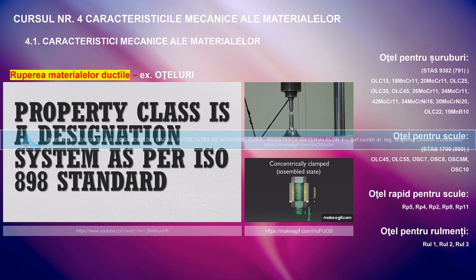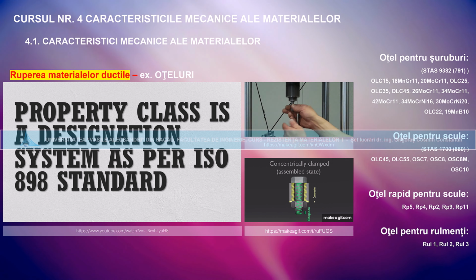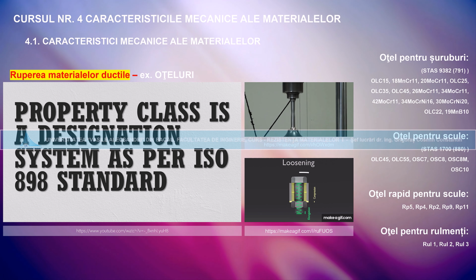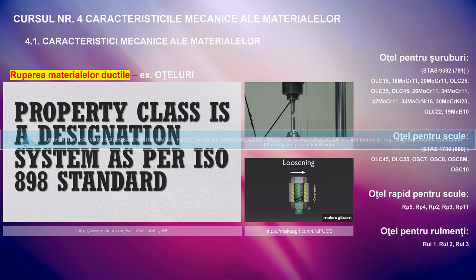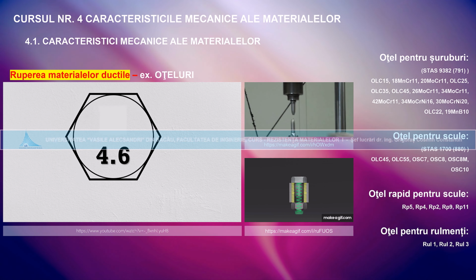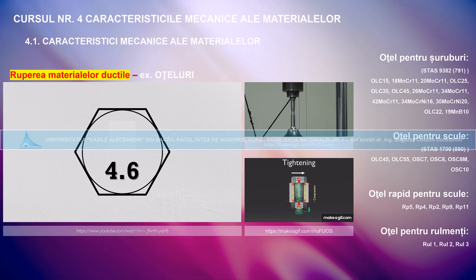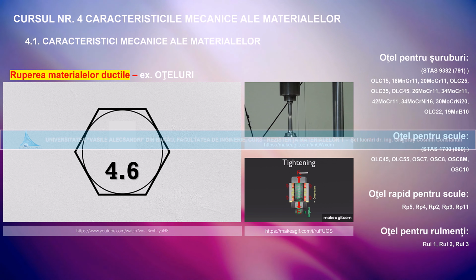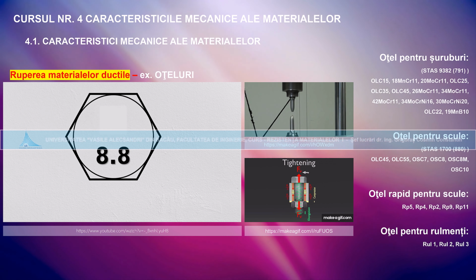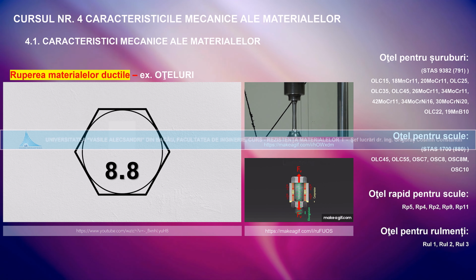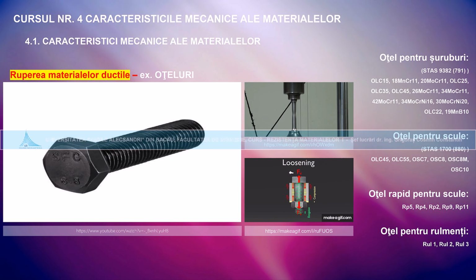Property class is a designation system which is used to define the strength of metric fasteners as per ISO 898. The metric fasteners are designated by a symbol comprised of two numbers, separated by a decimal, for example, 4.6 and 8.8. The property class is normally stamped on the head of the bolt.